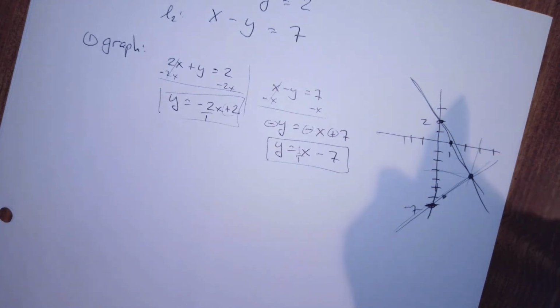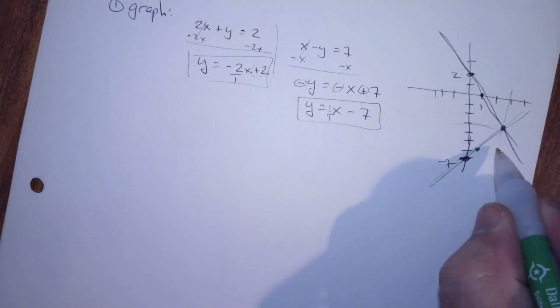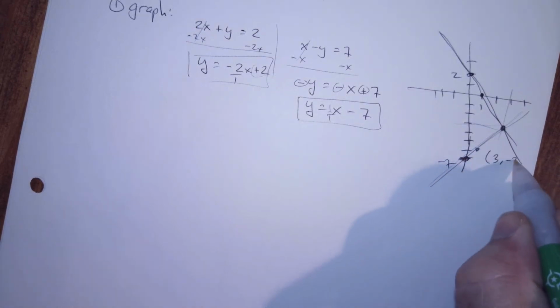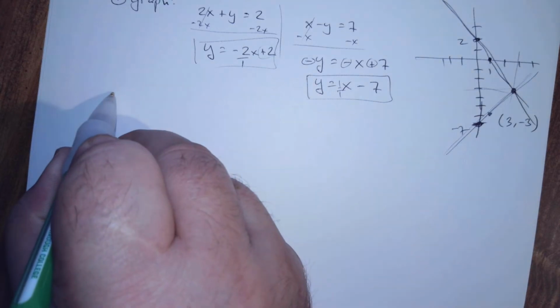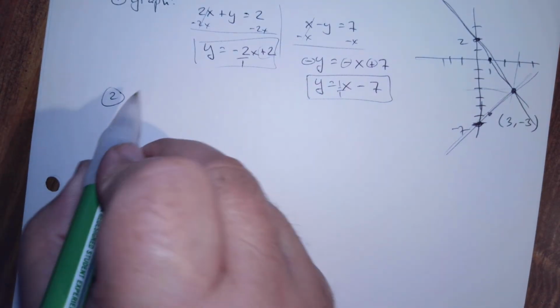So is it negative 3, 3? Let's find out. So I'm thinking that's my solution. But again, a graph is only as good as your graph.